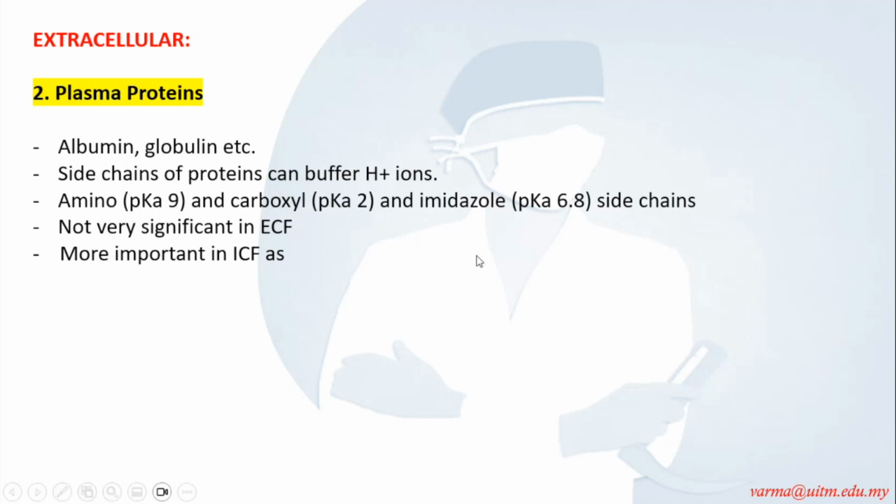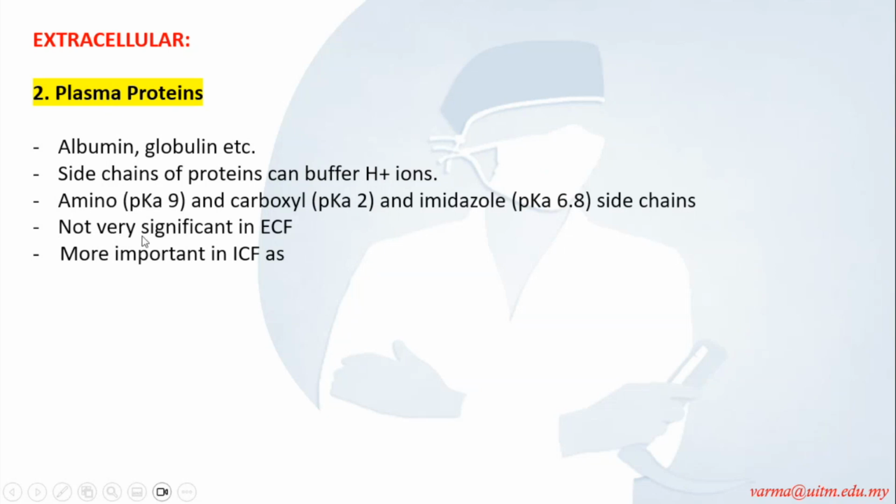So the imidazole of the hemoglobin, pKa 6.8, and the intracellular pH is usually 7. Slightly acidotic, so it is not 7. So this is the best one. These are all not so effective. Again, plasma protein is extracellular. We are talking about plasma protein, not proteins in the cell. Plasma protein means extracellular. They are not inside the cell.